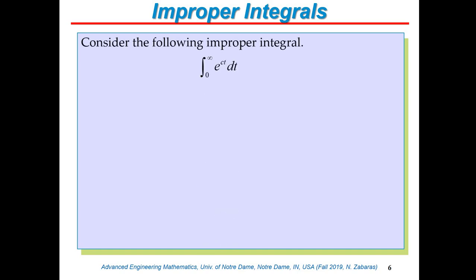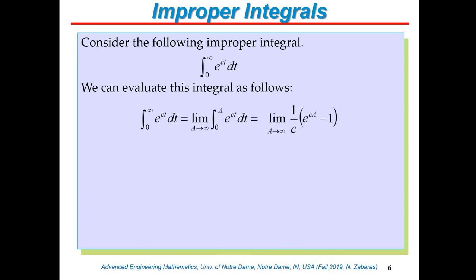Okay, so let me consider an example of this improper integral. The way you're going to evaluate it is you're going to change the upper limit of integration to some capital A. And once you evaluate the finite integral from 0 to capital A, you're going to take the limit as A goes to infinity and see where that converges. So this integral from 0 to A looks like 1 over c times e to the cA minus 1. And when you take A to infinity, you have to evaluate this term where A comes. And obviously, the behavior of this term depends very much on the constant c.